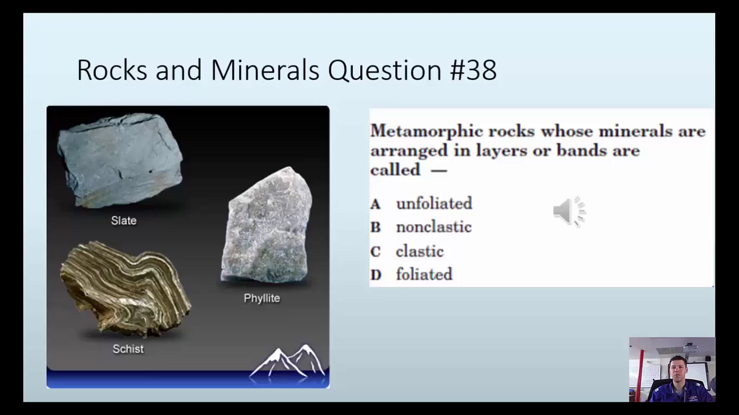Metamorphic rocks, whose minerals are arranged in layers or bands, are called, and remember, metamorphic rocks, the key words here are foliated or unfoliated. Remember, clastic and non-clastic, that's the types of sedimentary rocks. So our choices here are foliated or unfoliated, and rocks that have their layers arranged in very distinct bands like schist or slate, those are called D, foliated rocks. So our best answer is D.